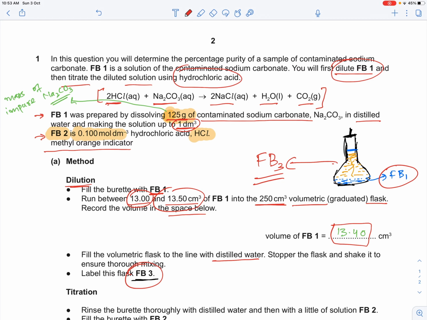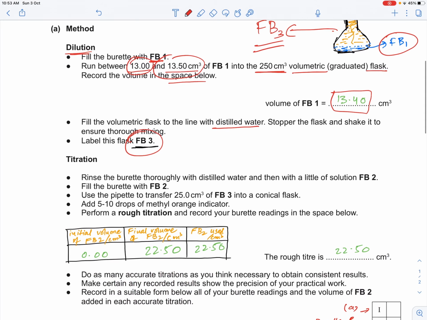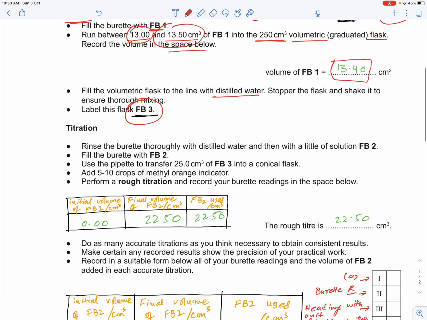All right. Okay, now let's start our titration. Rinse the burette thoroughly because you have taken FB1 in the burette. Now rinse it thoroughly with distilled water and then with a little of solution FB2. So this is very important.